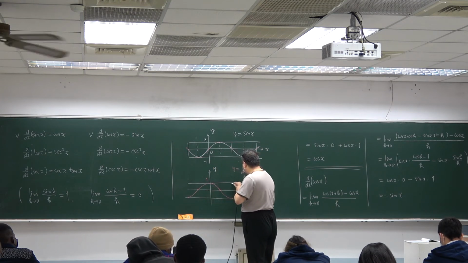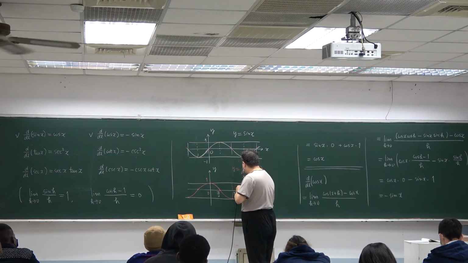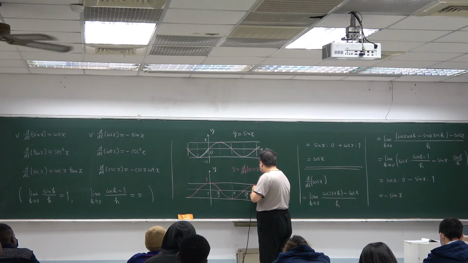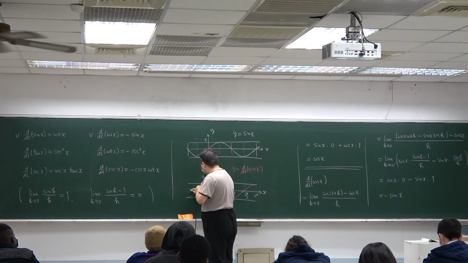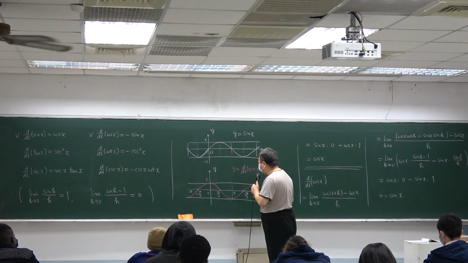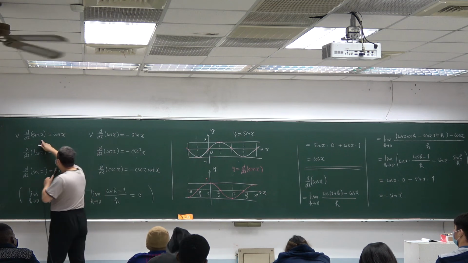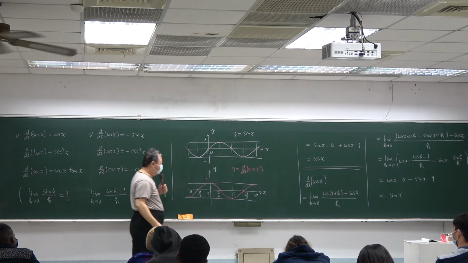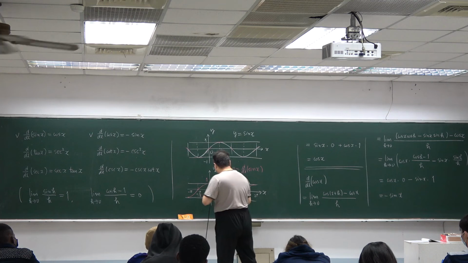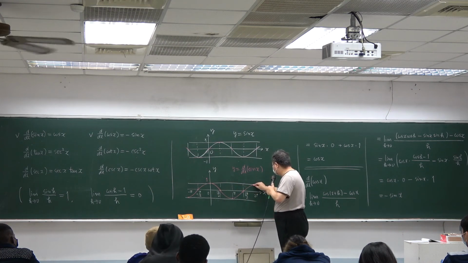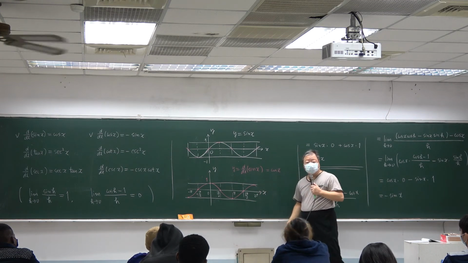It seems that this curve is cosine, and our proof shows this is true. The derivative of sine is cosine. So the red curve is exactly cosine x. Okay.